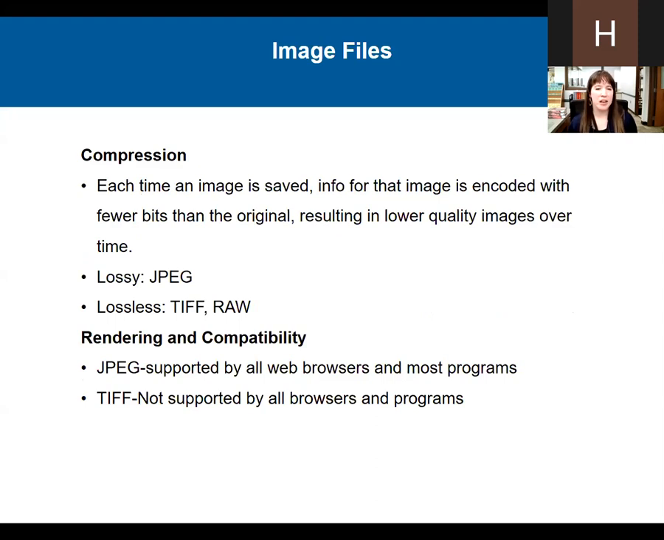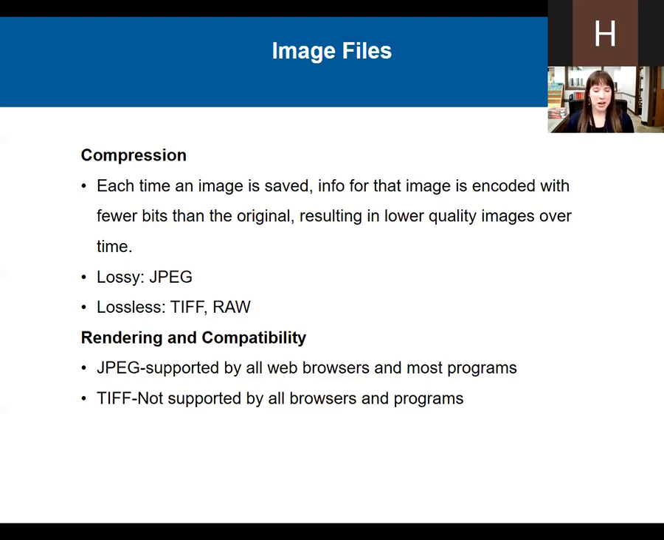So for image files, there are a couple of key terms that you'll notice people discuss a lot when it comes to digital archiving, especially photos. And some of those terms are compression, rendering, and compatibility. So compression means that each time an image is saved, the information for that image is encoded with fewer bits than the original, resulting in a lower quality image over time.